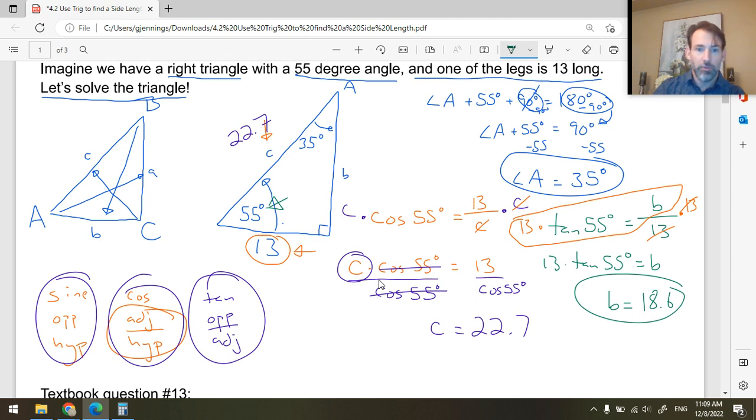Now the triangle is solved. We know everything about this. And so we've achieved our goal of knowing all the sides. And then when I look at it, 13, 18 and a half, 22 and a little more than a half, that all looks reasonable for a right angle triangle. And I can even check this with the Pythagorean theorem if I wanted to. Does 13 squared plus 18.6 squared equal about 22.7 squared? Probably does. So actually, I'm sure it does because I didn't make any mistakes.